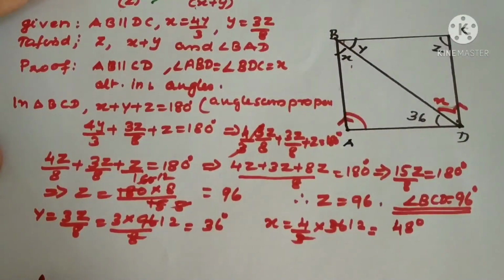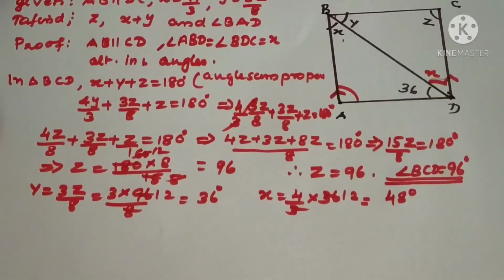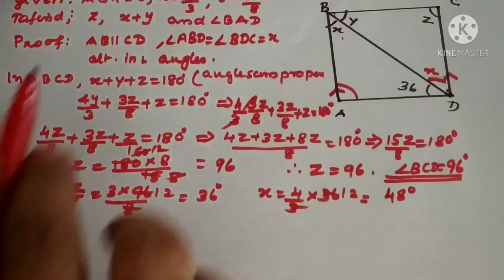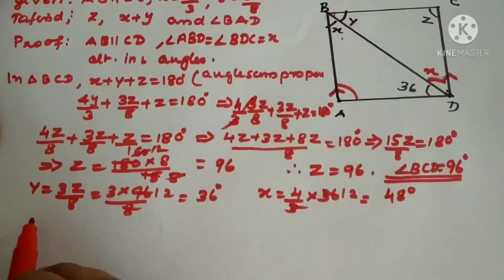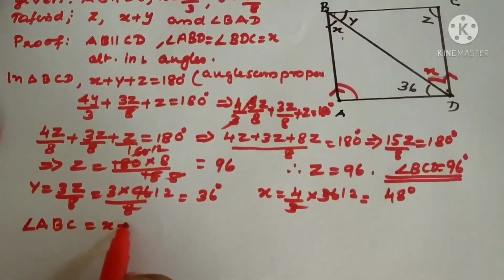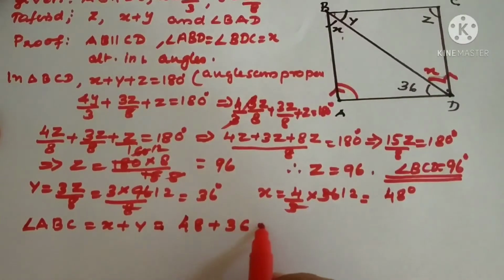Now the question is not completed. What is asked here? Angle ABC. We have clearly written x, z, x plus y, z over now x plus y. That is angle ABC. Angle ABC equal to x plus y, x is 48 plus 36 equal to 84.